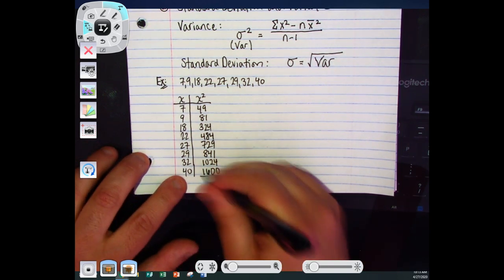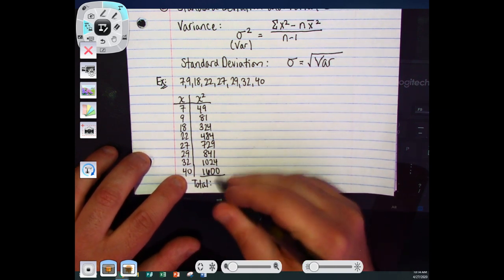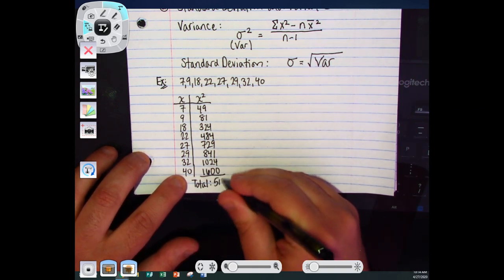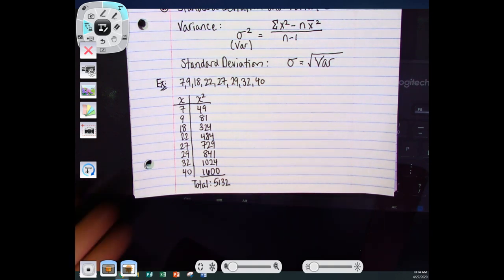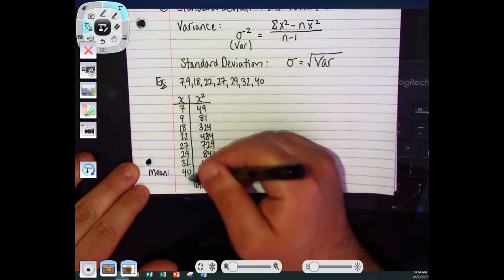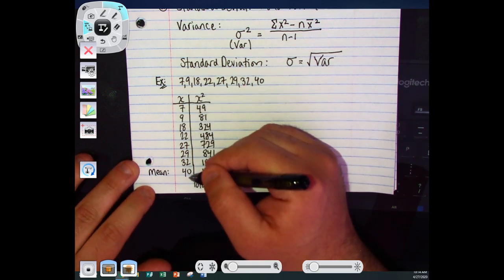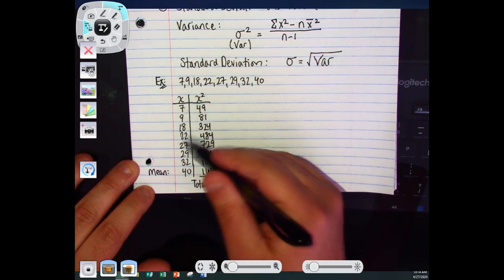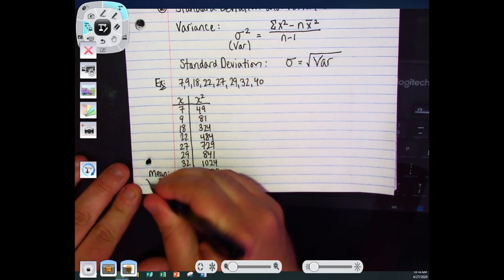Then at the very bottom, I'm going to total these up. When we total these up, we end up with 5132. Okay. Then the next step would be to find the mean of these. When I find the mean of all 8 of these values, we end up with a mean of 23. So that's our x bar.